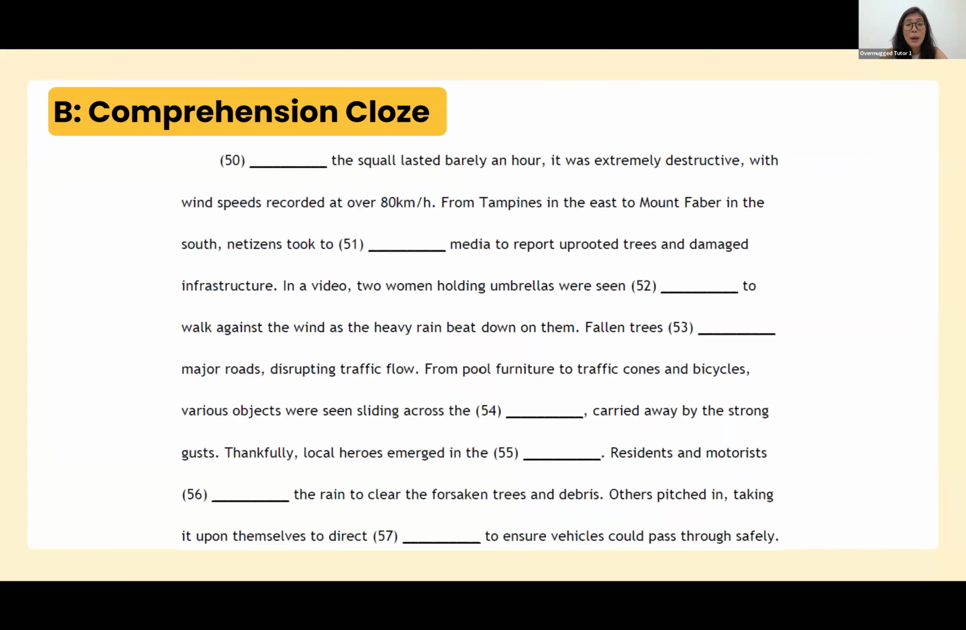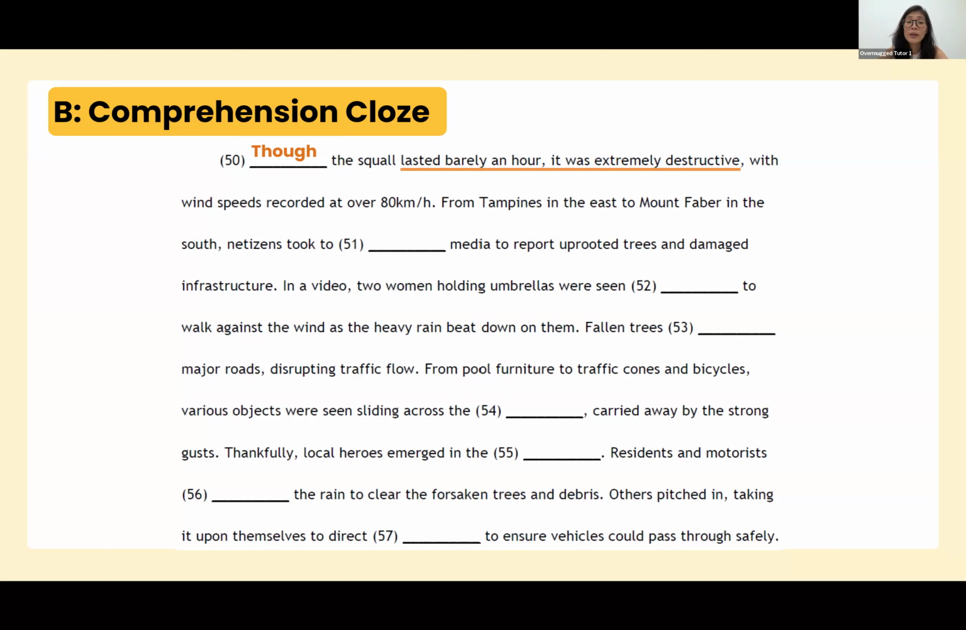Question number 50. Blank, the squall lasted barely an hour. It was extremely destructive. So you would think that for something that actually only happened for 45 minutes, it would just be the usual. But no, it was actually extremely disruptive. So for that, to show the contrast, I need a conjunction here in question number 50 that shows that though it was only an hour, it was extremely disruptive.